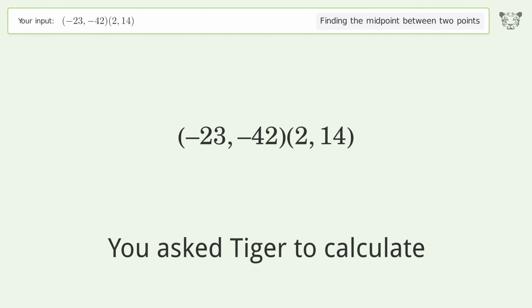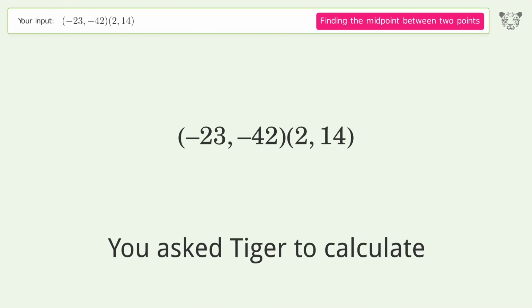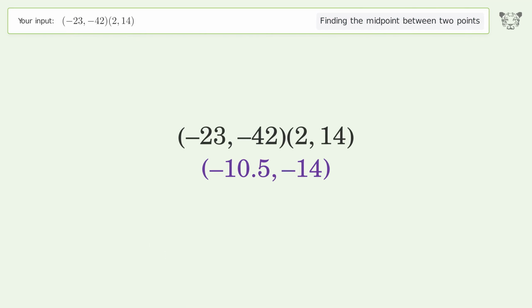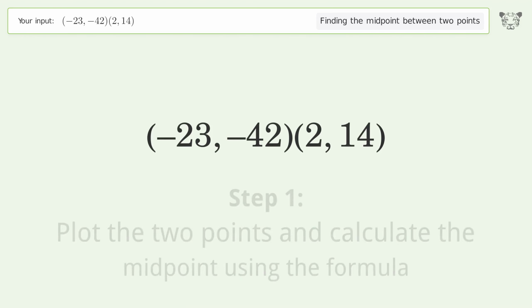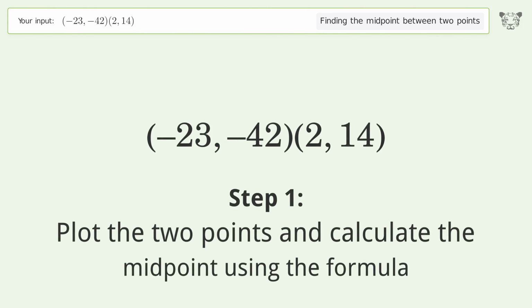You ask Tiger to calculate. This deals with finding the midpoint between 2 points. The midpoint between the 2 points is -10.5, -14. Let's solve it step by step. Plot the 2 points and calculate the midpoint using the formula.